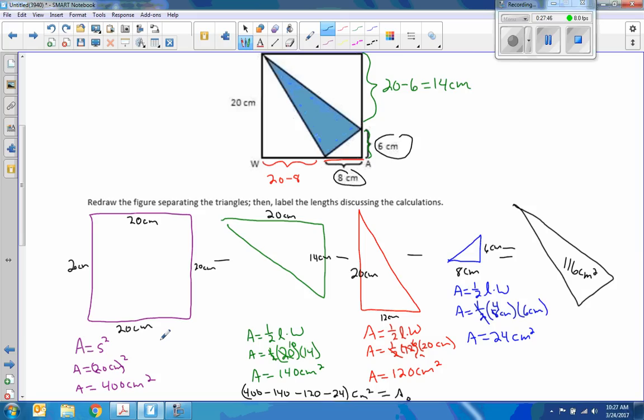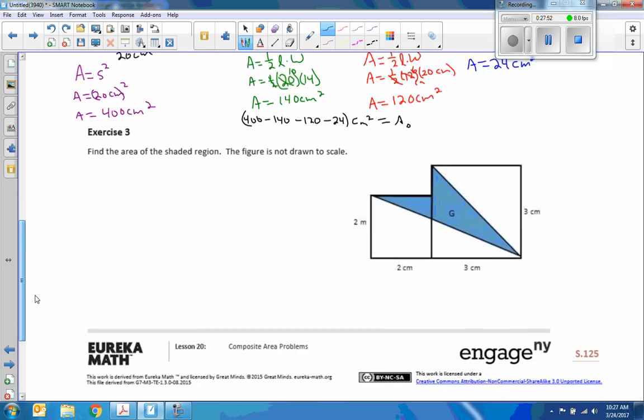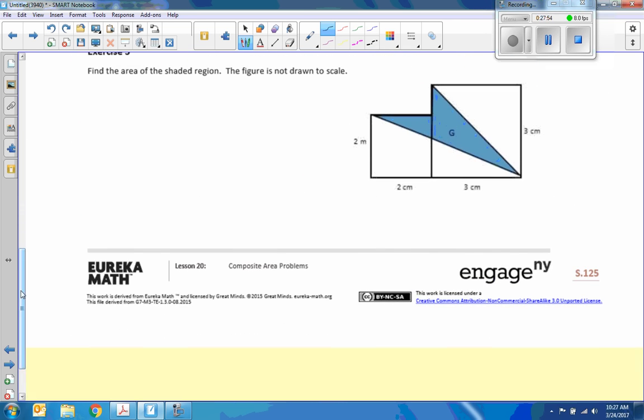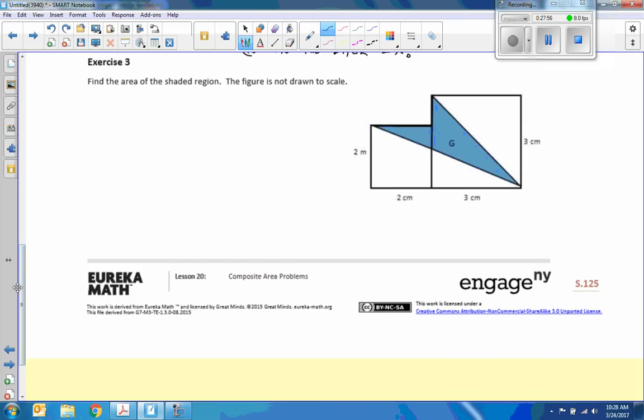Now that is cool, and that was fun. Yes? No? I hope you find this fun. I do. All right, exercise 3. Find the area of the shaded region. The figure is not drawn to scale. Well, that's pretty cool. It kind of looks like a Star Trek logo in a way.